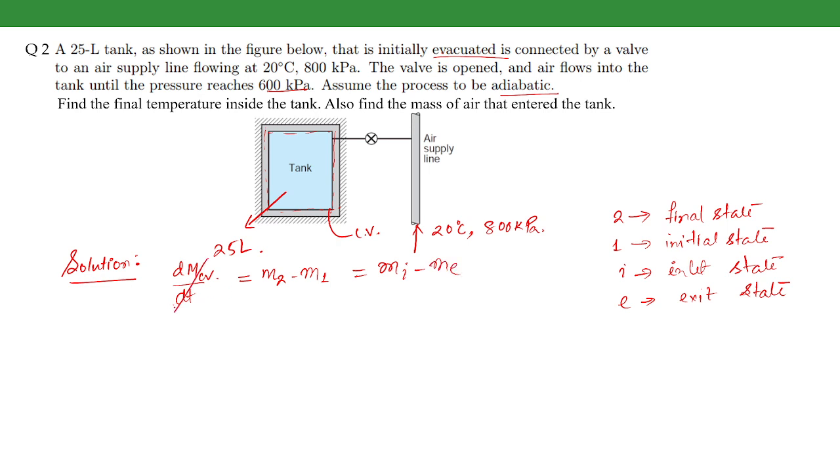So for a steady flow process, this will be 0. Okay, so this implies that no mass is exiting the tank, so me is also 0. And it is also initially evacuated, so the initial mass is also 0. So we can say that the final mass, that is the mass in the final state, will be equal to the mass that is entering the tank.